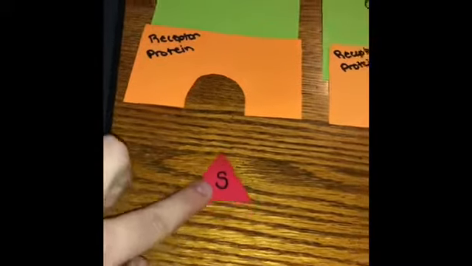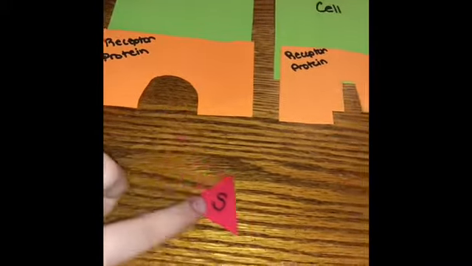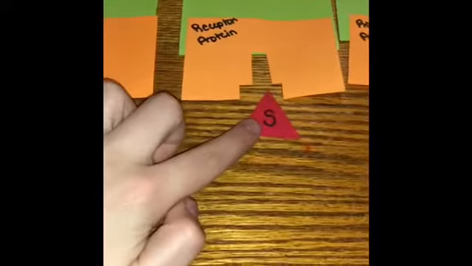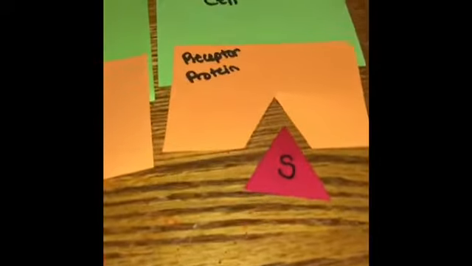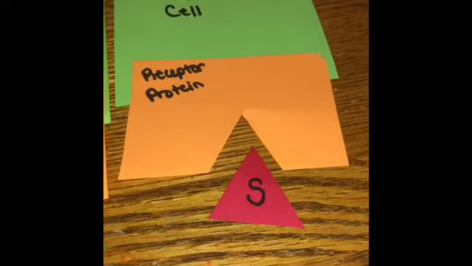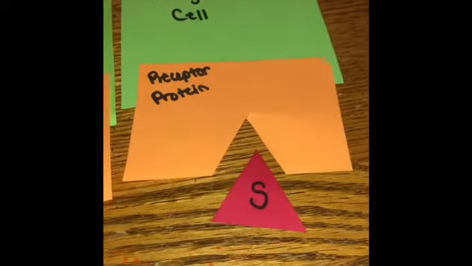Signal is emitted, it is there for anything in range to detect. However, only target cells are able to detect the signals. This is because they have a receptor protein either on their surface or inside them. The target cells will then respond.